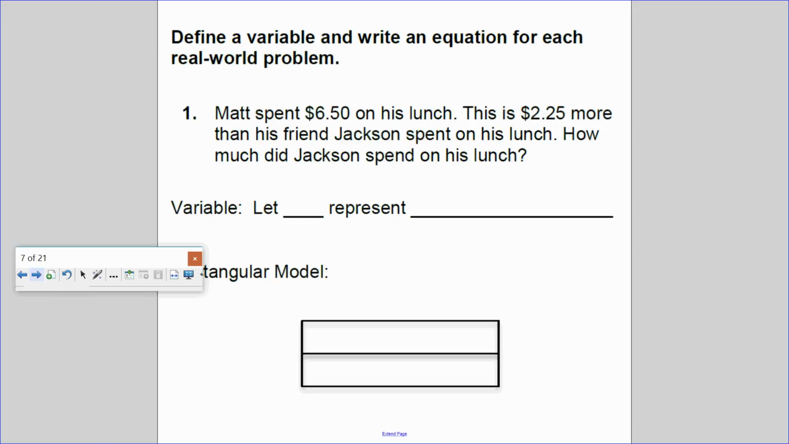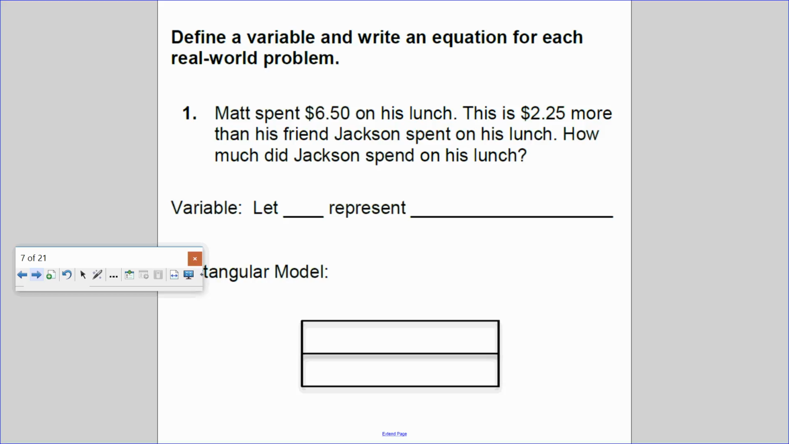So in order to write an equation, we're not going to really solve them. We're just going to write an equation. We're going to use a rectangular model. Some of you may like it. Some of you say, I'm never going to use this ever again. I'm okay with that. But some people need a visual representation of it.